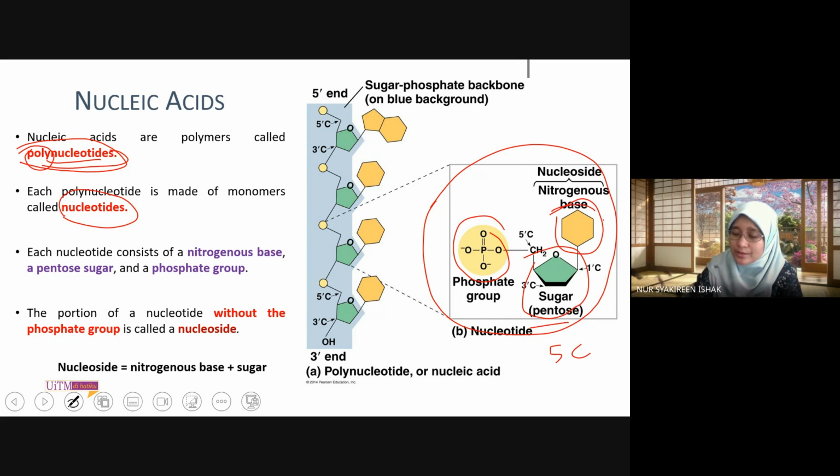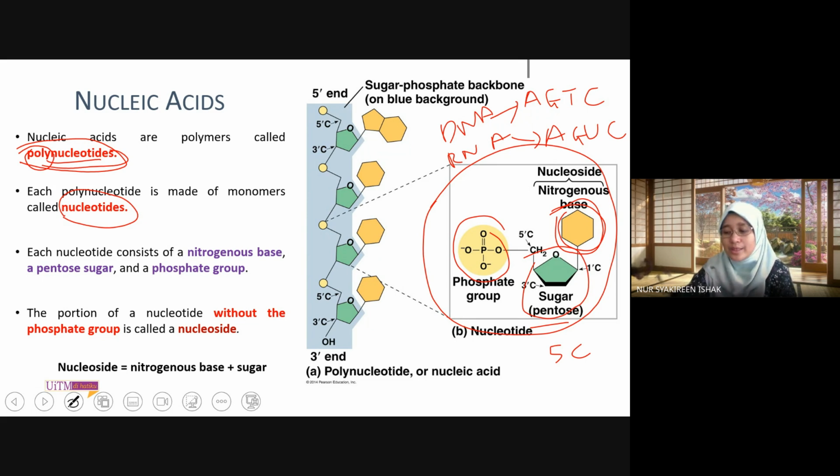Nitrogenous base. Okay, so this nitrogenous base can be adenine, guanine, thymine, cytosine. Okay, so this is the monomer for DNA. So if it's the monomer for RNA, another form of polynucleotide, the bases will be either adenine, guanine, uracil, and cytosine. Okay, instead of having thymine, it has uracil. Okay, so those are the nitrogenous bases. And then for the sugar, there are two types of sugar. Either it is ribose or deoxyribose. So later we are going to look at the difference between ribose and deoxyribose.